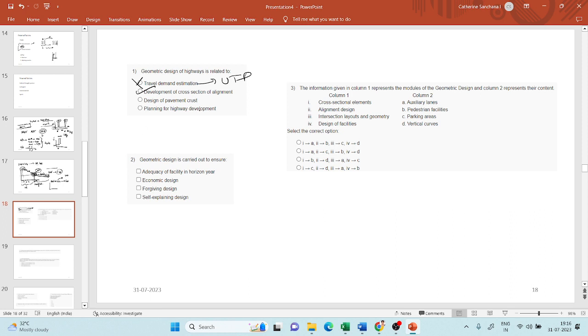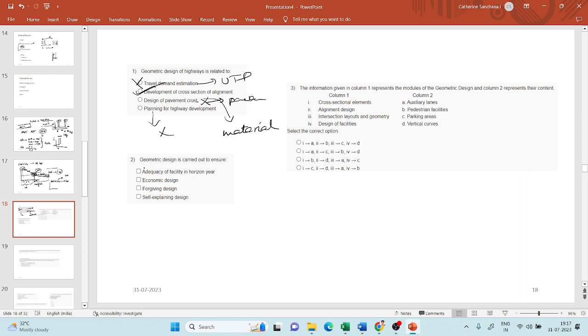Am I going to design the pavement crust? No, because this will come under pavement design, right? Here, pavement crust means what materials I am going to use for constructing the pavement, and this has nothing to do with geometric design, because geometric design is only the structural orientation, like the physical entities, the alignment, the cross section, like that. Planning of highway development is also not my concern. So the answer is B.